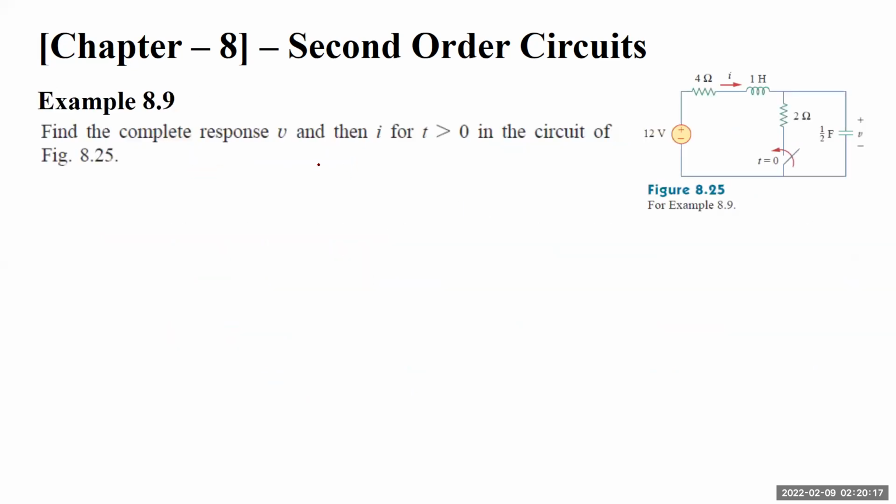In our textbook, this is example number 8.9. It says find the complete response v and then i for time t greater than 0 in the circuit as shown in figure 8.25. So this is the circuit that is shown. Here we can see that we have an inductor and a capacitor. So we have two storage elements, which means our overall differential equation will be of second order. Secondly, there is no characteristic parallel or series combination of the inductor and the capacitor. So this is a generic circuit. How are we going to solve it?